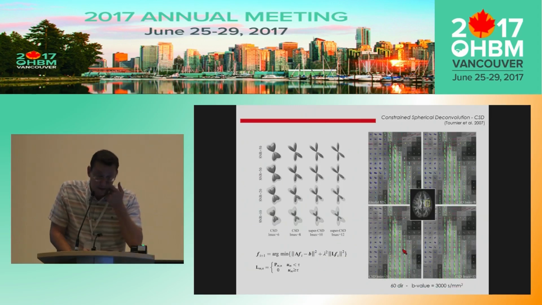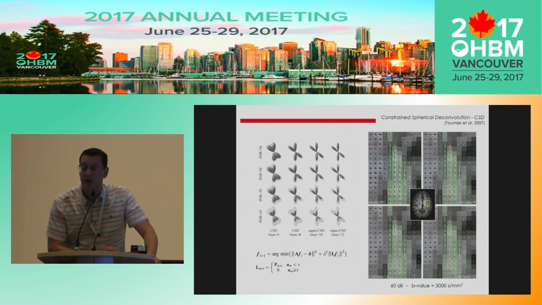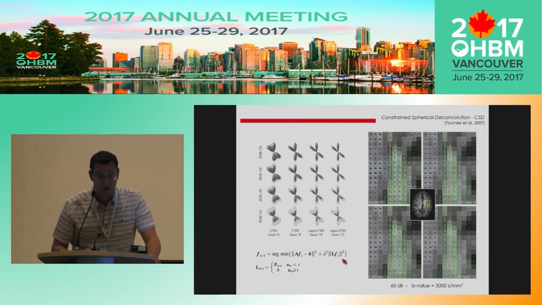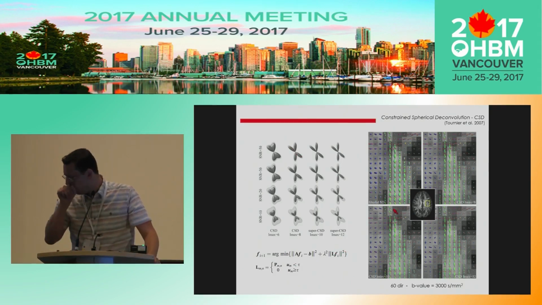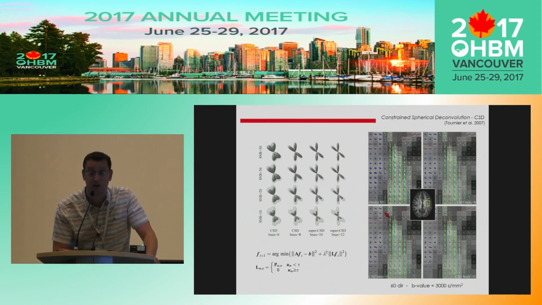The first method I want to talk about is CSD, or constrained spherical deconvolution. It's probably the most well-known spherical deconvolution approach. The idea is to use spherical harmonics and a non-negative constraint to extract the fiber orientation. It works pretty well, particularly for high b-values. But when you have lower b-values, or a problem with the fiber response, it starts to generate spurious spikes.